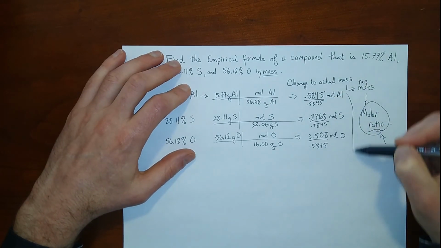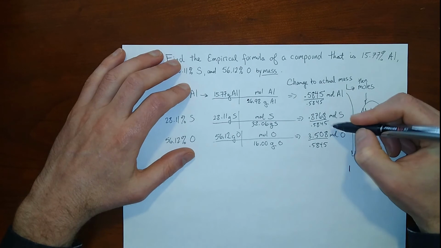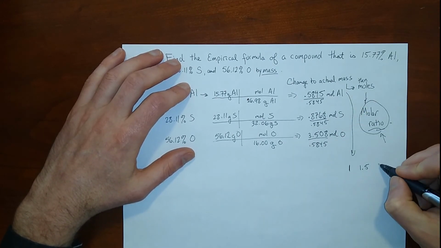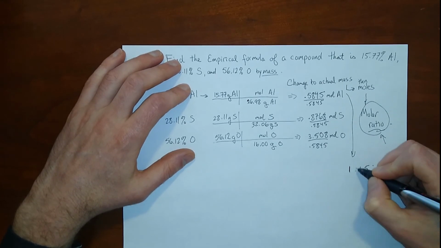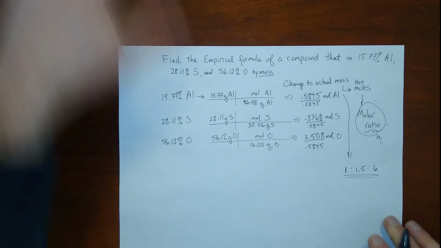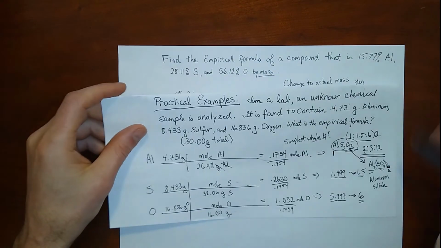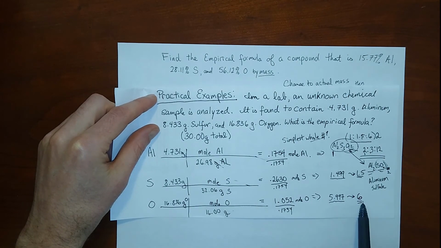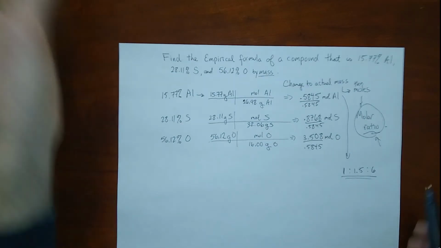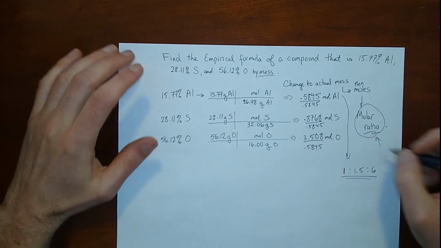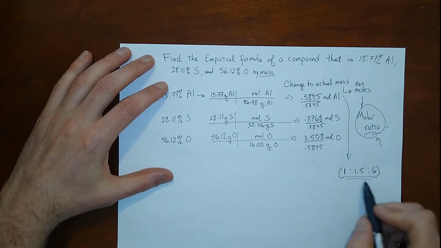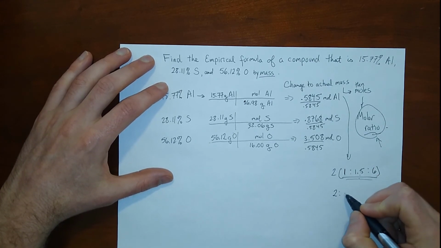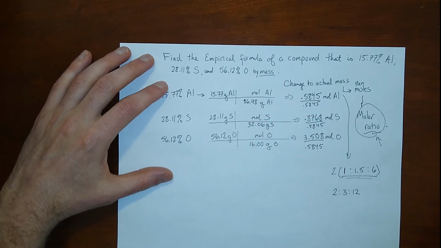And these values come out to be 1, 1.5, or very close to 1.5, and just over 6, which is exactly the same ratio that we got when we did this before. 1 to 1.499, 1.5, and 5.997 to 6. So I come up with the same molar ratio, which means that the empirical formula will be the same. Again, I just need to eliminate this fractional value, multiply this by 2, and again I get 2 to 3 to 12, just as we did before.